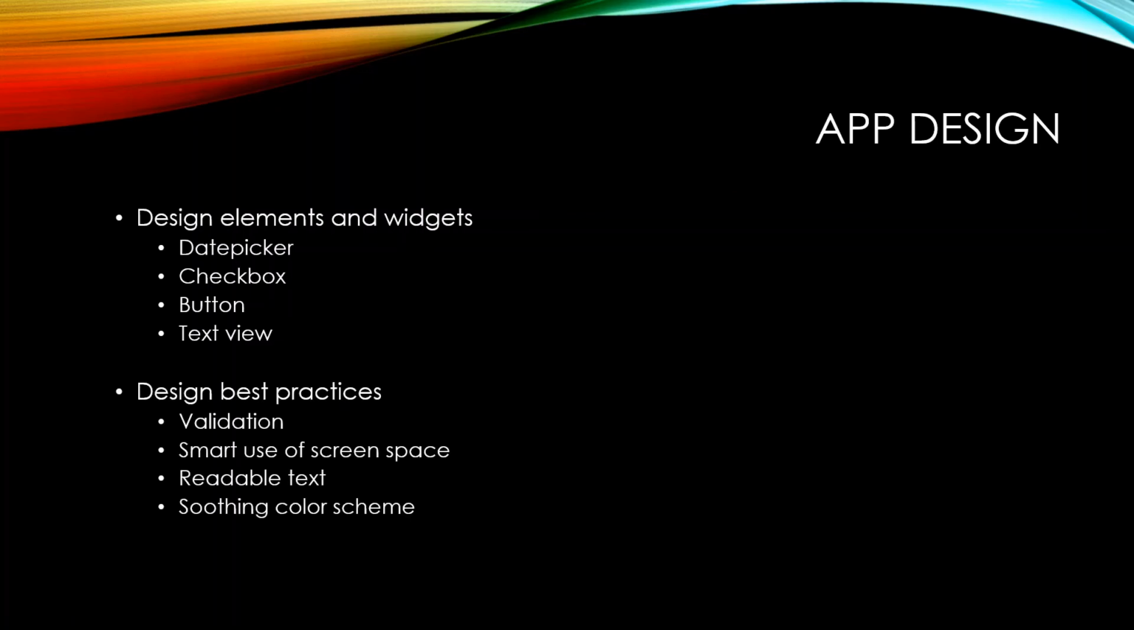Next, we have to keep in mind when we design, first and foremost is validation, and we have to use the screen space very smartly because we cannot waste even single pixels. Mobile screen is small, and the text should be readable, and the color scheme should be soft on the eye. Next is app features which we would like to have.